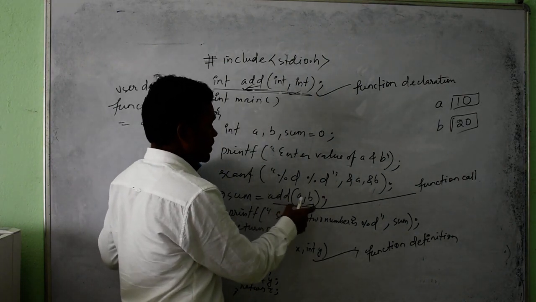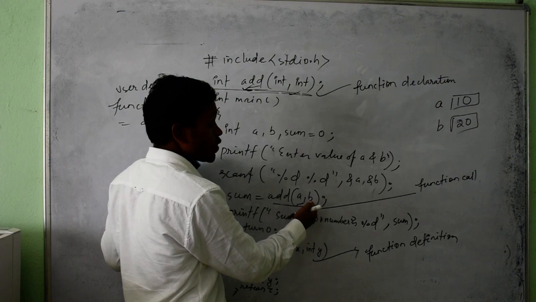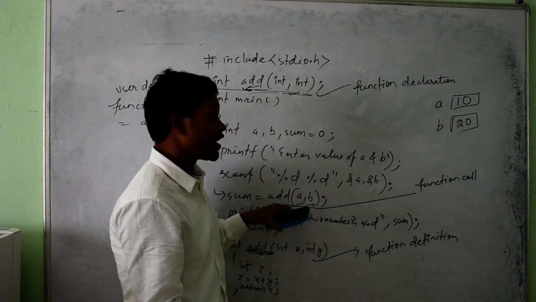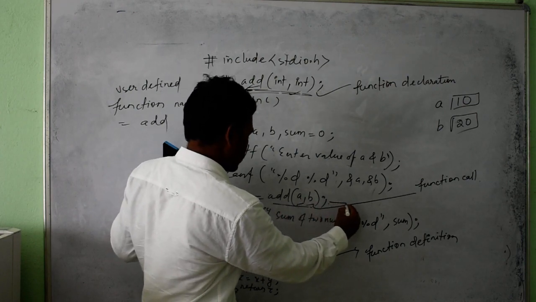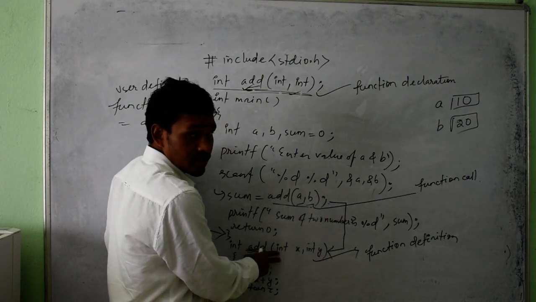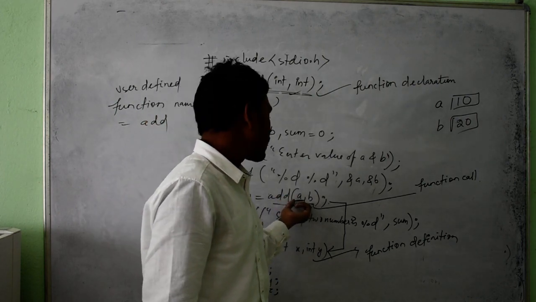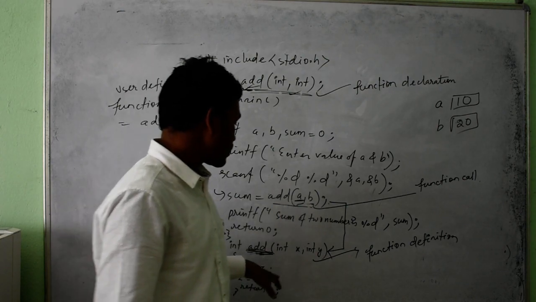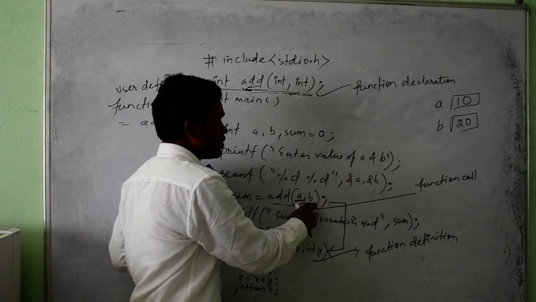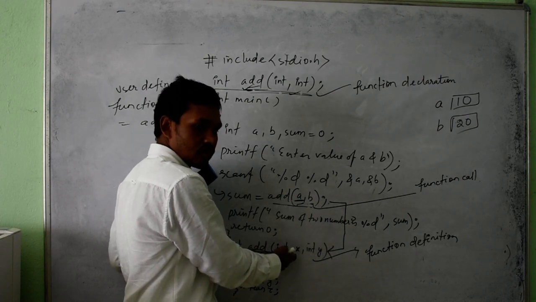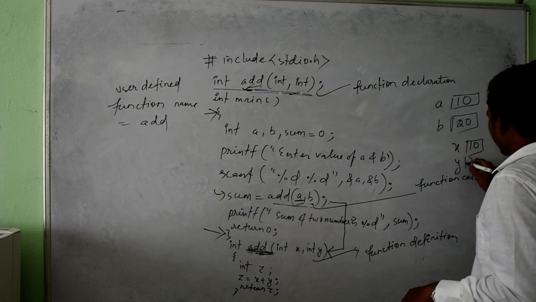Add is the function. Whenever this function is hit, this is called the calling function. The cursor moves to the function definition where the function definition is written. Okay, so the cursor immediately moves to this function definition and the values present in the corresponding parameters are passed to those variables. Means here value of a is 10 and value of b is 20, passed to the corresponding variables. Means now in x we have 10, in y we have 20.